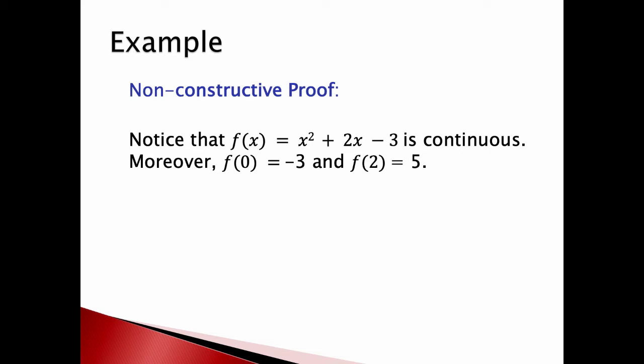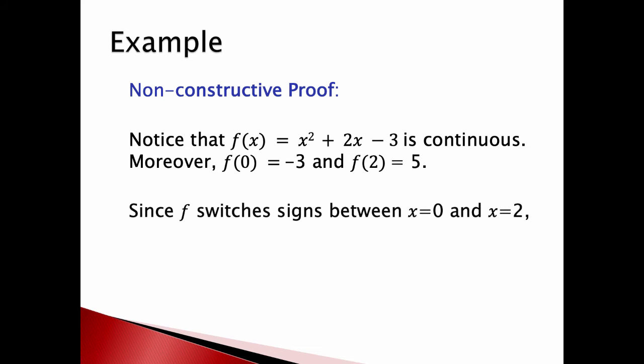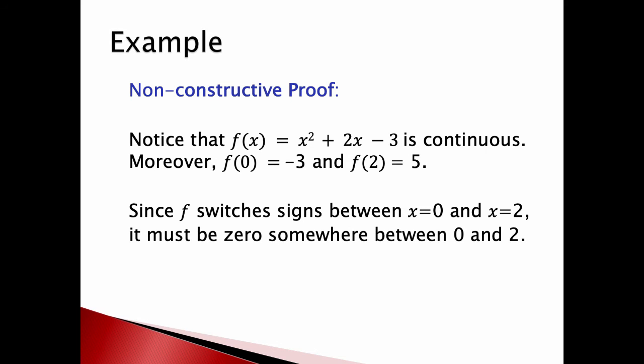If I plug in 0, I get negative 3. If I plug in 2, I get 5. So what that means is my function switches signs between 0 and 2. Or if I were to try to graph this, I'd plot the point 0 and negative 3. So when I plug in 0, I plot that below the x-axis. When I plug in 2, I get 5, which means I plot that point above the x-axis. So somewhere in between, because I can't pick up my pencil when I draw the graph, I have to have crossed the axis somewhere between 0 and 2 on my way from y equals negative 3 up to y equals 5. Have to hit 0 in there somewhere.